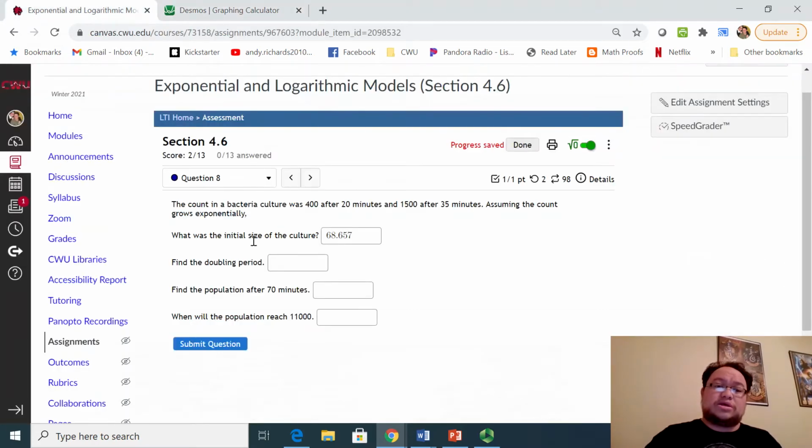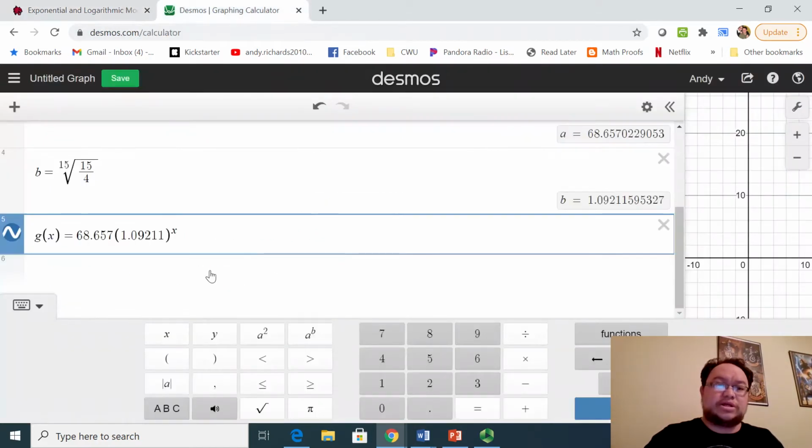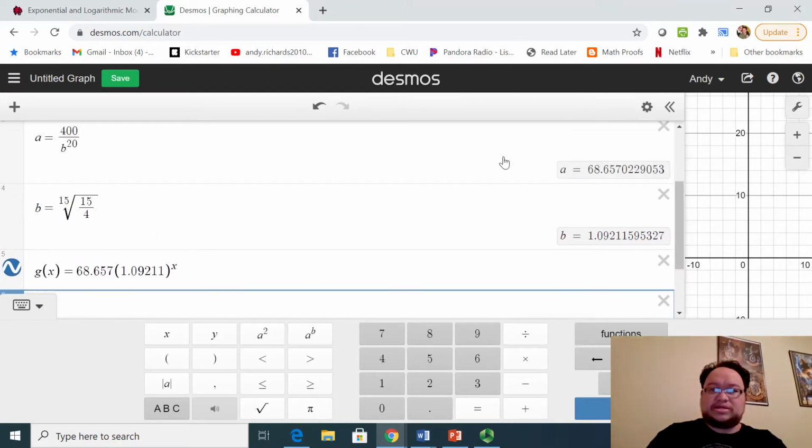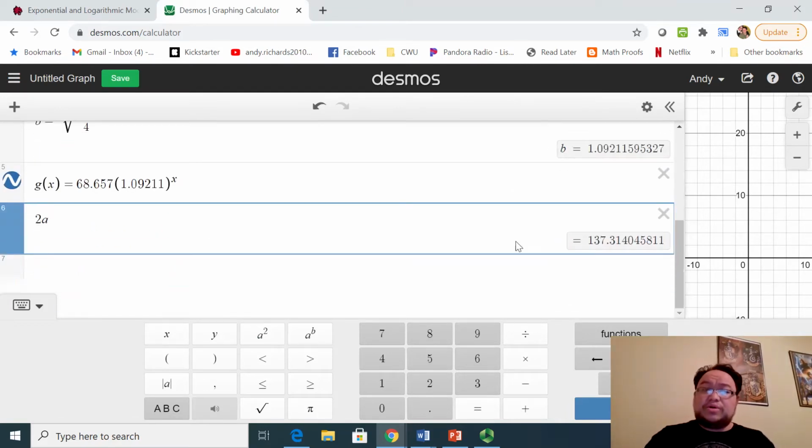So when we're looking at this, there are really only two types of questions they can ask us here. It has to be something pertaining to time or something pertaining to the outputs. In this case, the output is how much bacteria culture we have. So this doubling period essentially means when are we going to get to, right, some 2a? So if a is the 68.657, when do we get to double that? And the important thing here is that's when we're at double this population.